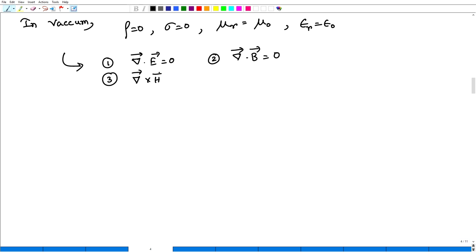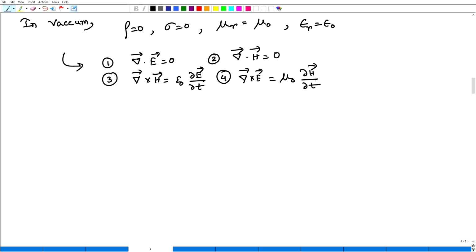Let us use H, because... okay. So, these are the 4 equations. It can also be written as, instead of B we can write H, because B equals mu 0 H. So, these are the 4 equations.